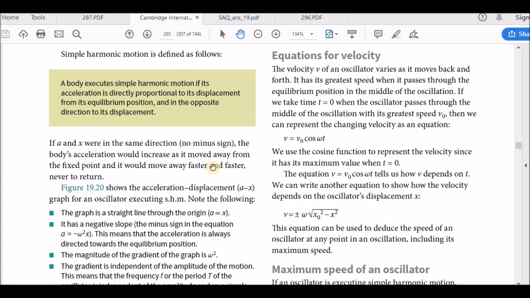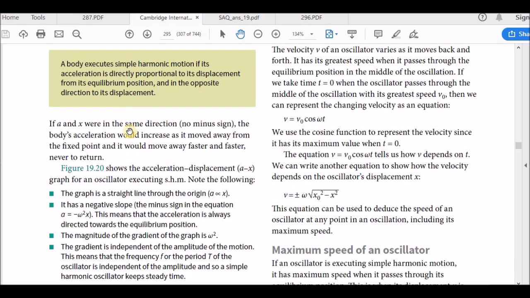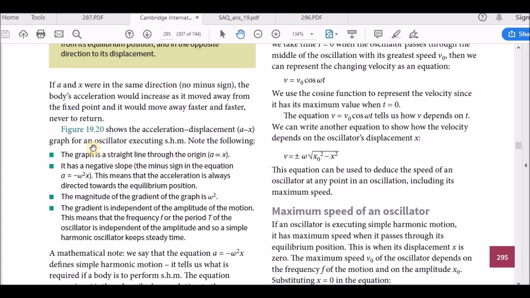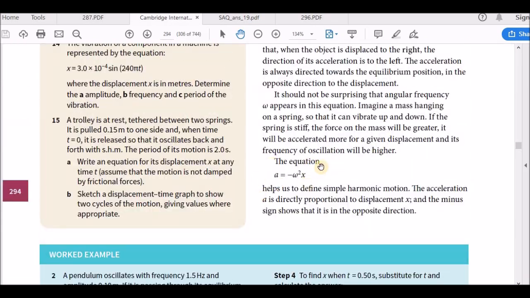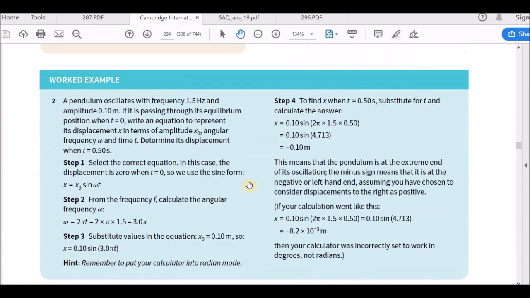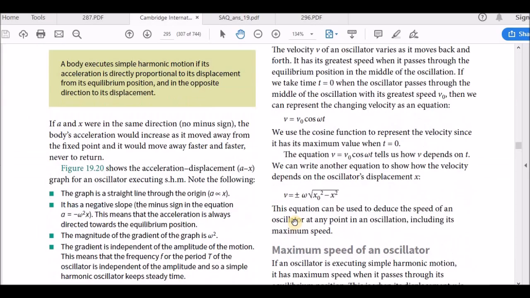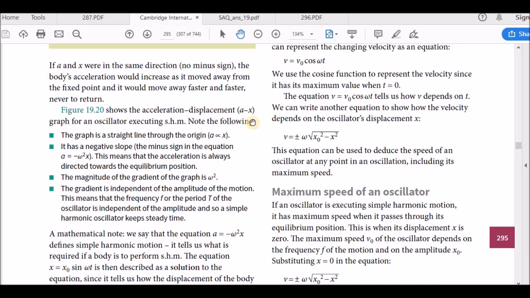Then previously I already explained what this is about, simple harmonic motion. This definition is extremely important. Again, it's already explaining what I had explained before. So there are some important points here. We learned another equation now, which is this one. We got it from the definition. Acceleration is directly proportional to the displacement, but in the opposite direction. And we converted that.